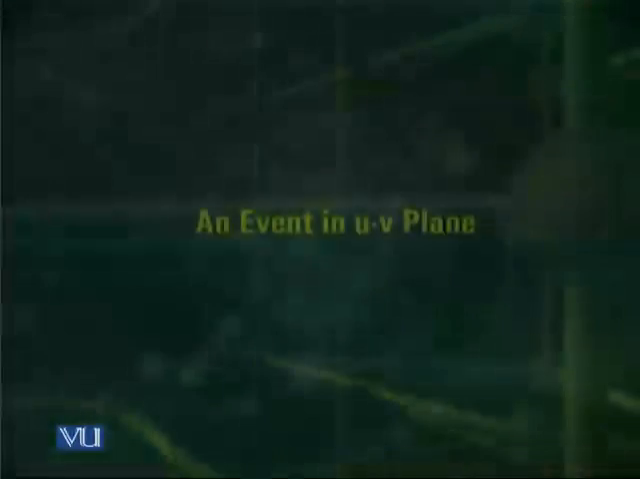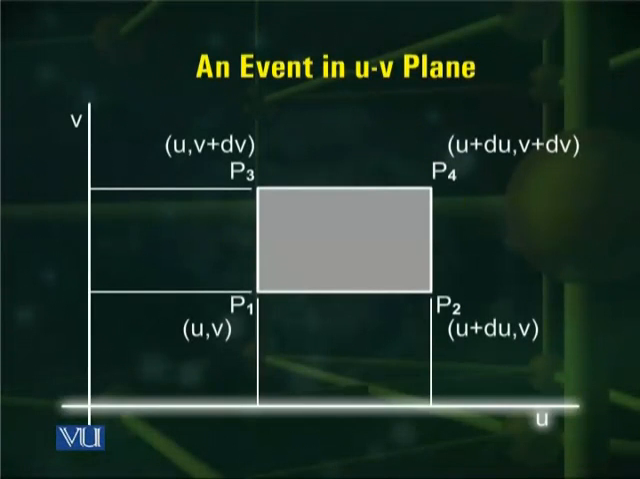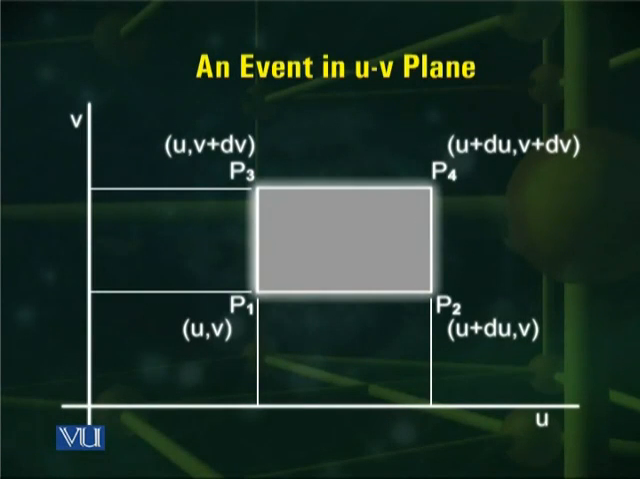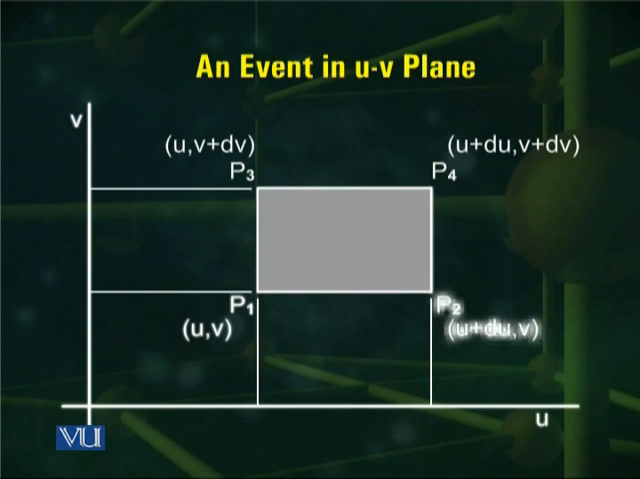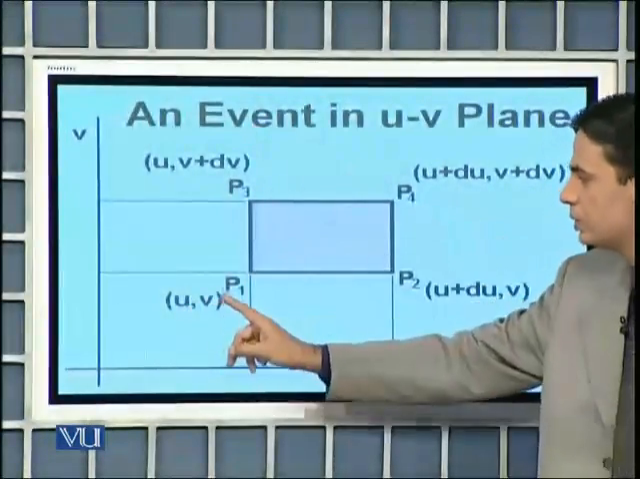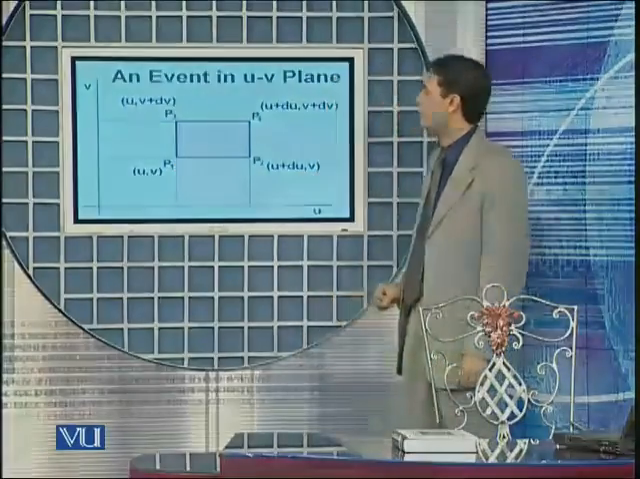On your screen you can see that this is the uv plane, this is the u-axis, and that is the v-axis. On that uv plane there is a small rectangular region with 4 corner points P1, P2, P3 and P4. The point P1 is at a certain point u comma v. Remember, this is the u-axis, that is the v-axis, and this is a certain value of u, a certain value of v, which represents the point P1.